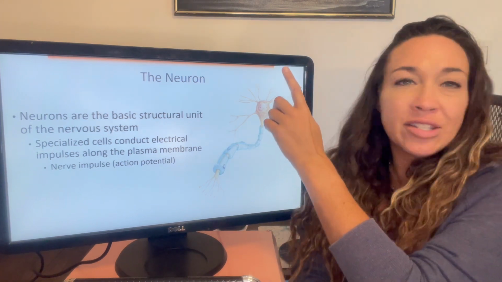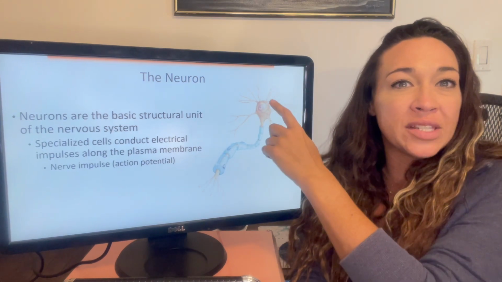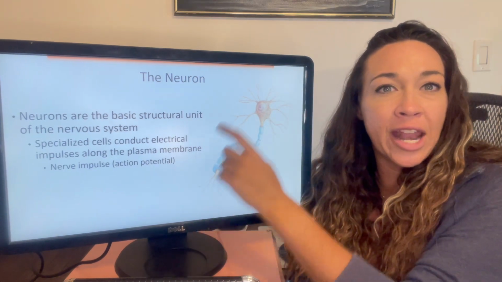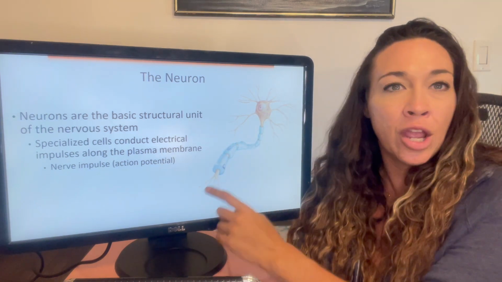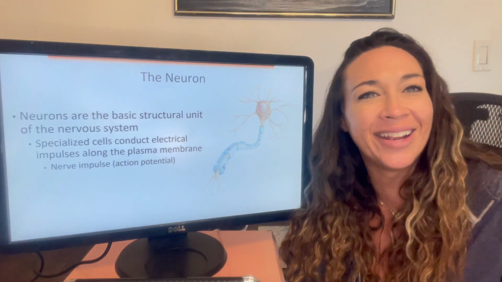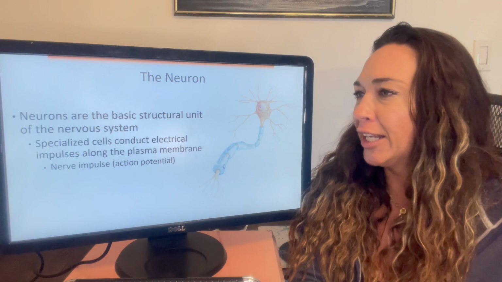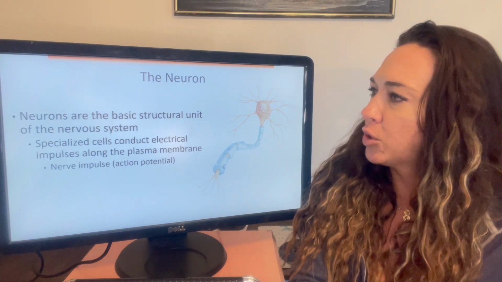So as these get signaled, right, that electrical impulse gets signaled, the signal is going to be received here and then it's going to fire again and send it all the way down here through these little myelinated sheaths right here. And that's going to help move those signals along.